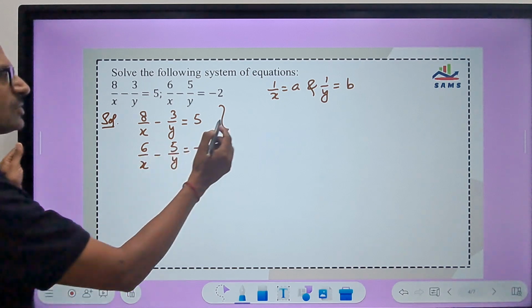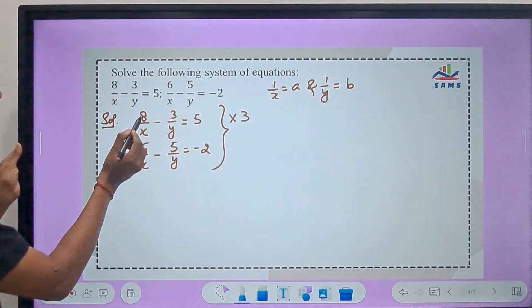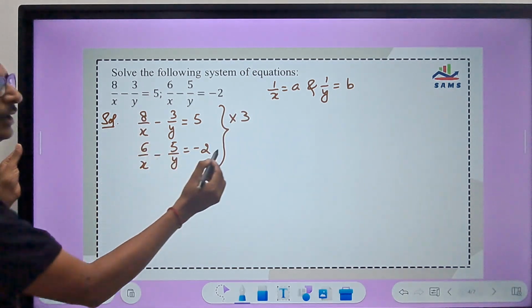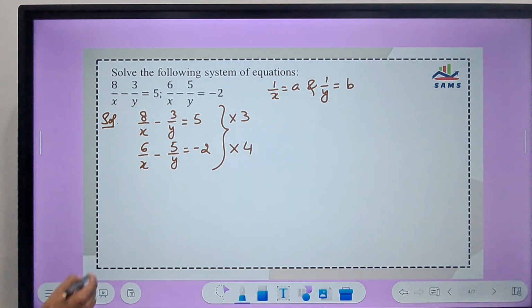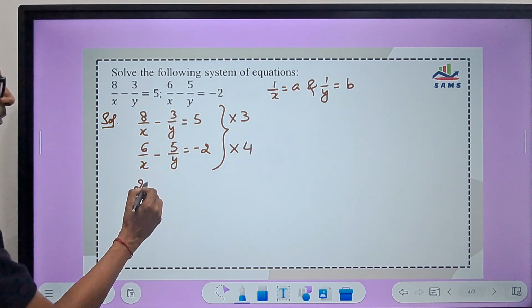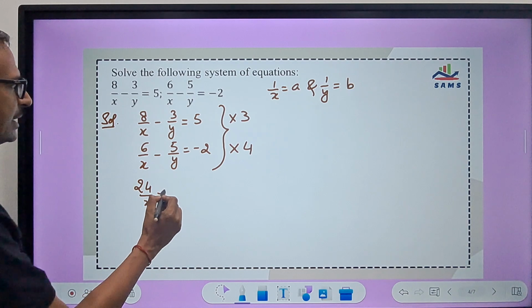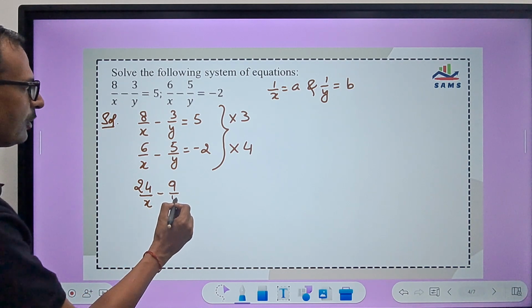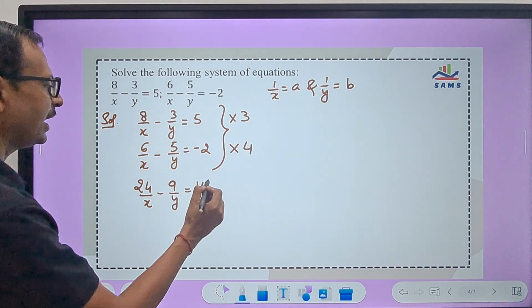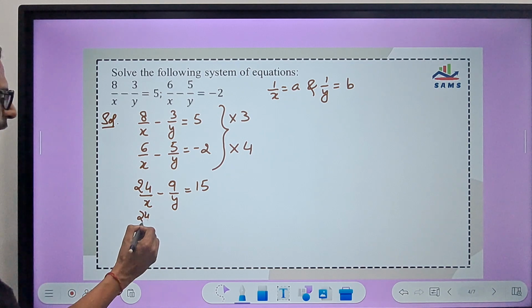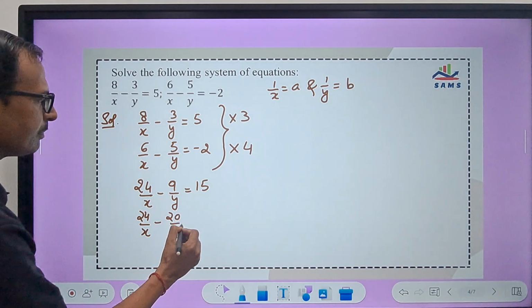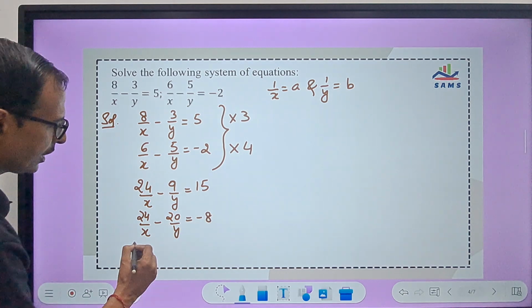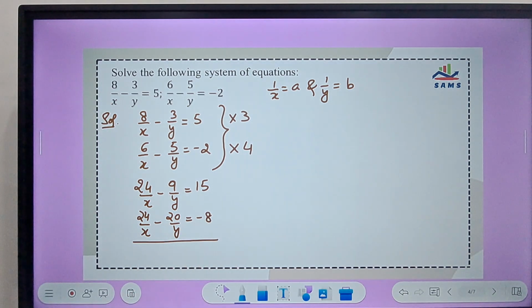Let's do for x. So this is 3 times because this will get converted to 24, and this is 4 times, so 6 times 4 is 24 again. So the equations now become 24 upon x minus 9 upon y equals 15, and the other one is 24 upon x minus 20 upon y equals minus 8. And now add or subtract. So you need to decide that.